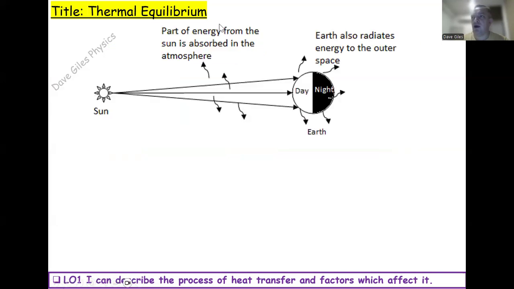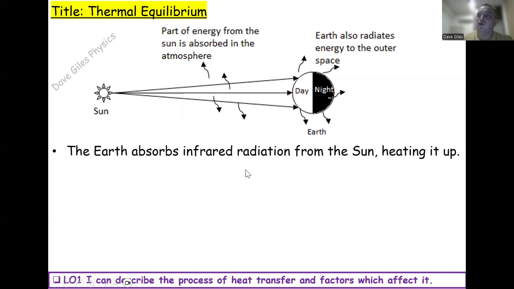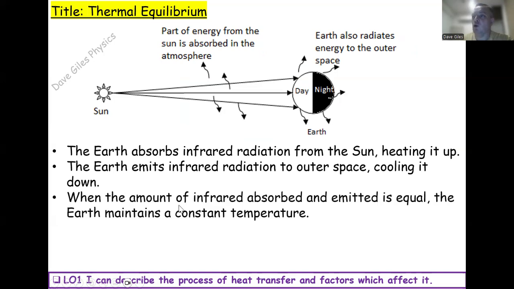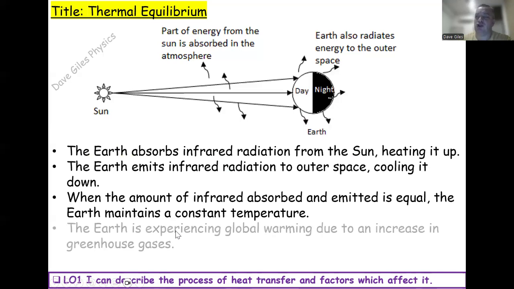And the final part to mention on thermal equilibrium is the transfer of energy from the sun. We looked at that previously when we talked about infrared. The Earth absorbs infrared radiation from the sun, heating it up. The Earth emits infrared radiation to outer space, cooling it down. When the amount of infrared absorbed and emitted is equal, the Earth maintains a constant temperature.